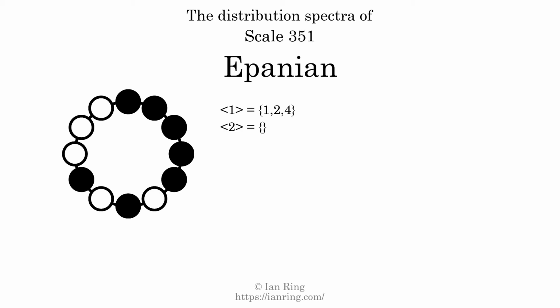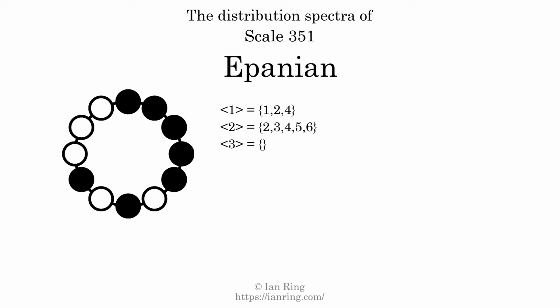The generic interval of 2 scale steps comes in 5 different specific interval sizes. 2 semitones, 3 semitones, 4 semitones, 5 semitones, and 6 semitones. The spectrum width of this generic interval is 4.